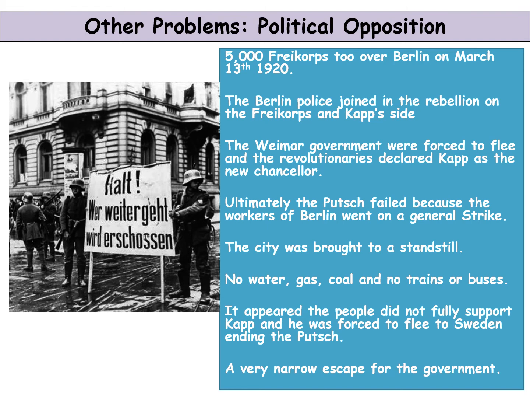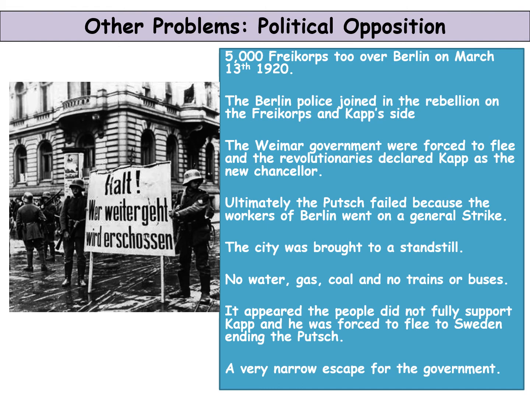What actually happened with this was, on the 13th of March 1920, 5,000 Freikorps took over Berlin, and the Berlin police were dispatched to actually deal with it, and instead they joined in the rebellion on the Freikorps and Kapp's side. The Weimar Republic and the government people themselves were actually forced to flee, and the revolutionaries declared that Kapp was the new chancellor and that they had won. And that seemed to be it. But ultimately, the putsch actually did fail.